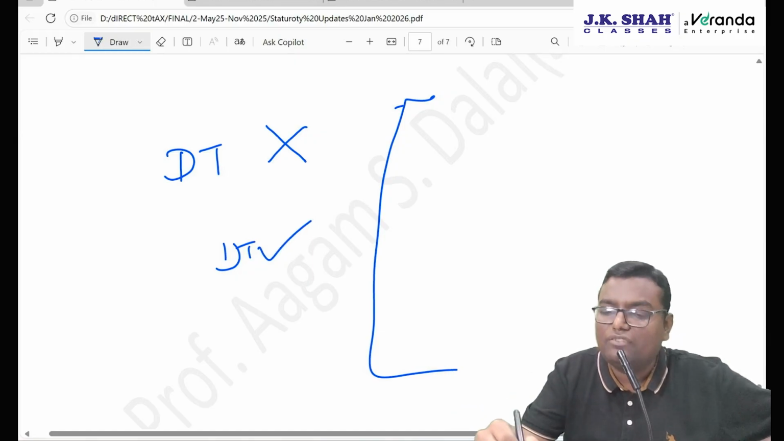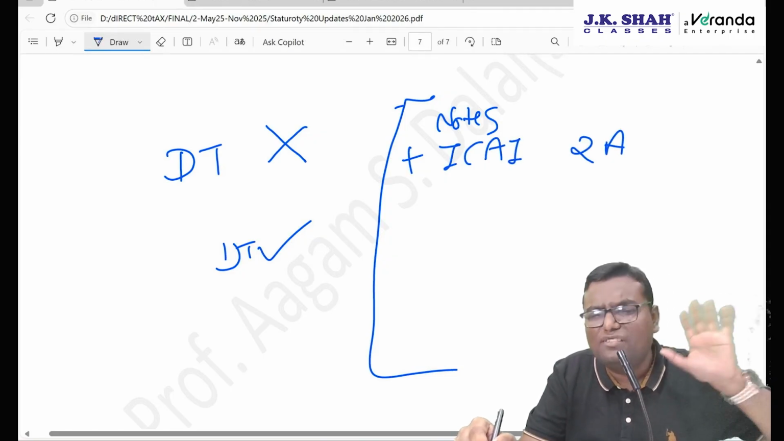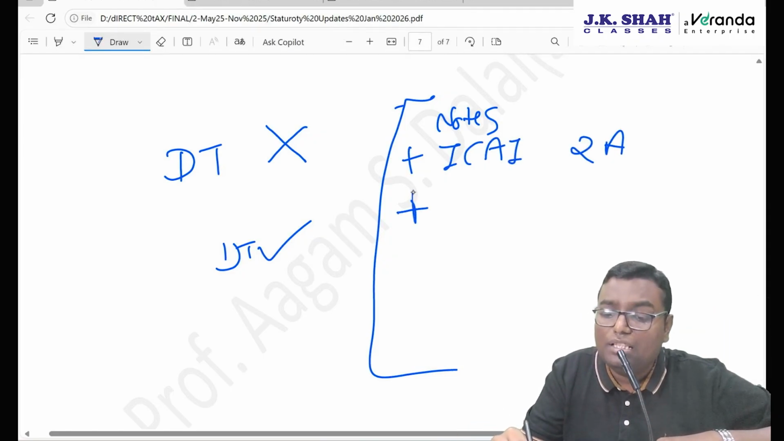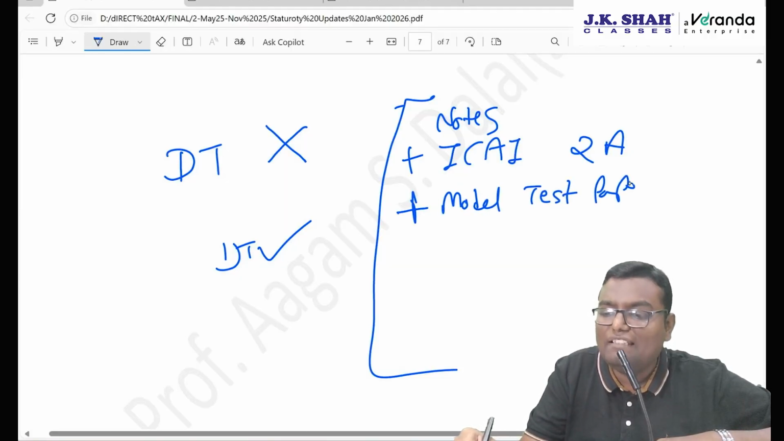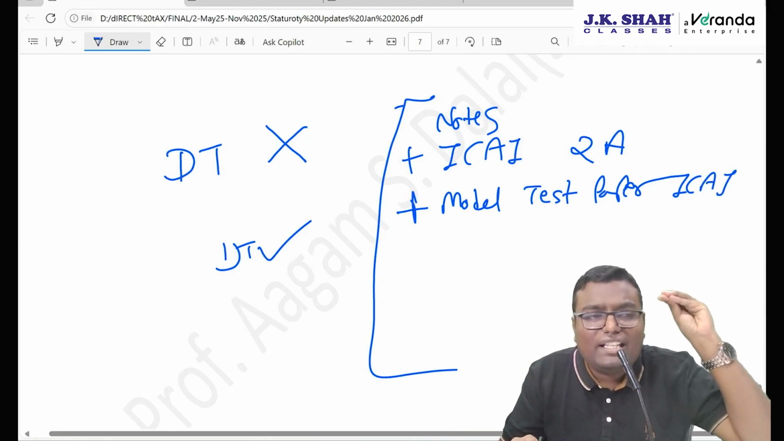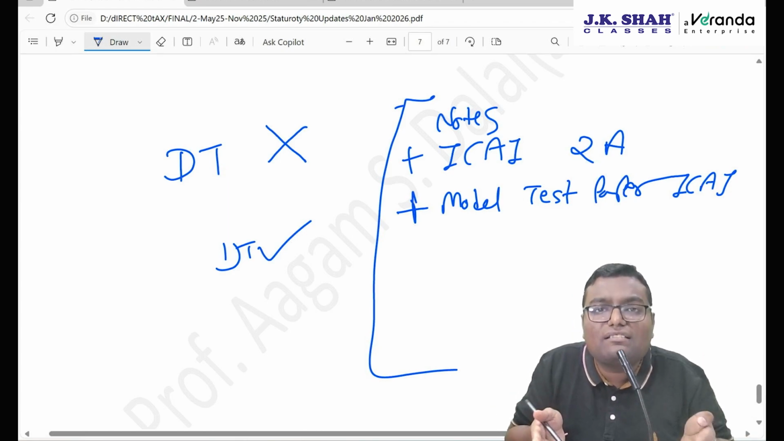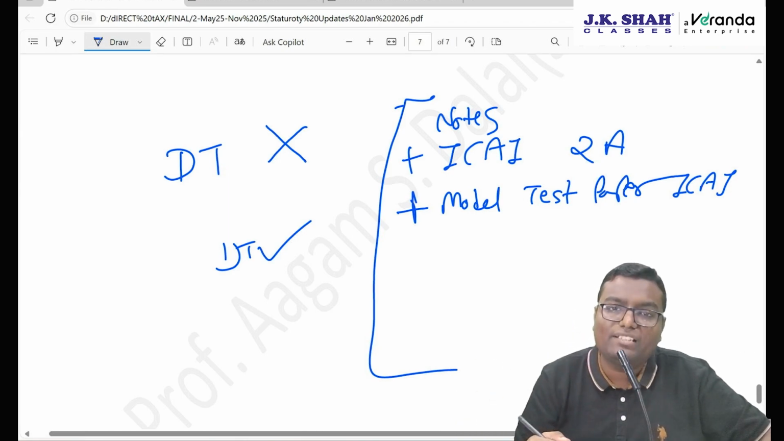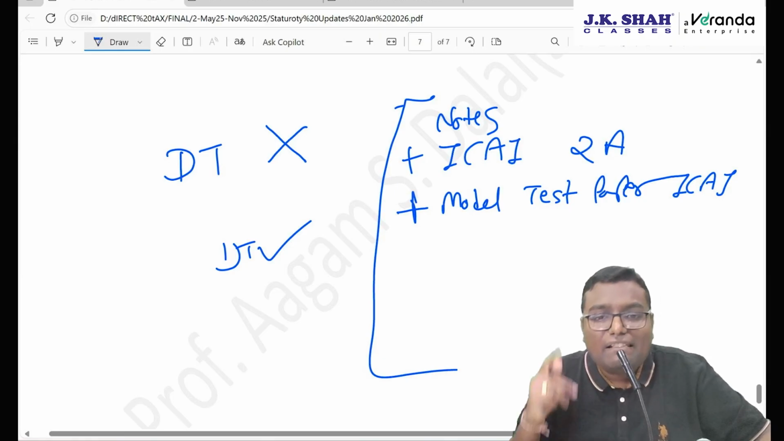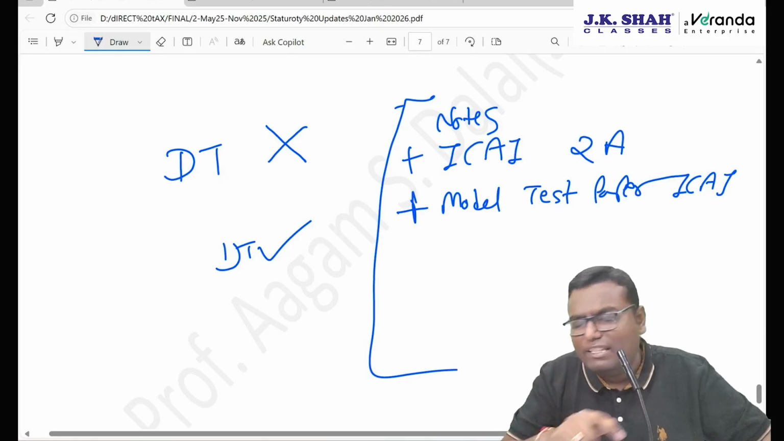What are these things? First of all, the notes which I have given to you, plus the entire ICAI module's question answers, not a single question has to be left, plus the model test paper of ICAI. Don't go for any author's question book. Don't go for any kind of external materials. They all are made up from ICAI materials. Then why not directly do it from ICAI material? ICAI is each and everything for you. Whatever ICAI is saying is final for you.